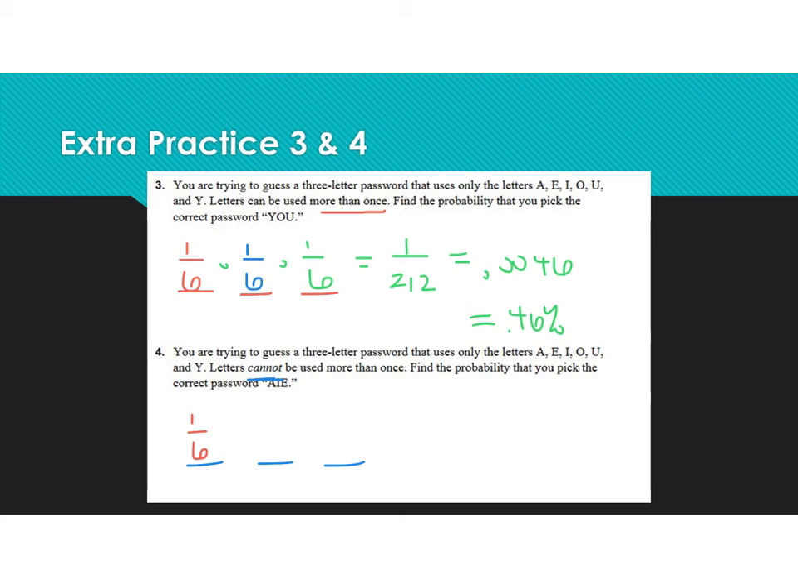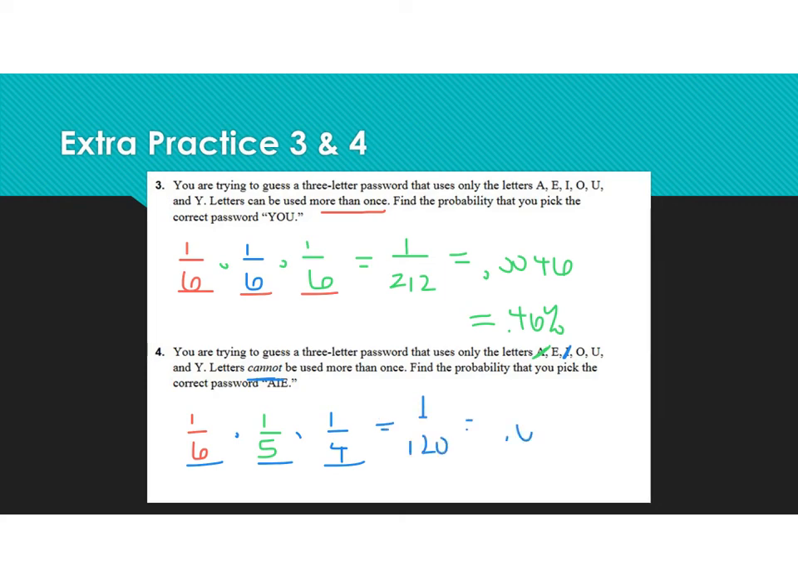Okay, you're going to assume you pick A, so A is off the table. So what's the probability the second letter is I? That probability is only 1 out of 5 because A was off the table. So now we're assuming you picked I, and now I is off the table. What's the probability that the third letter is an E? It is 1 out of 4. You're going to multiply those together. That gives you 1 over 120.